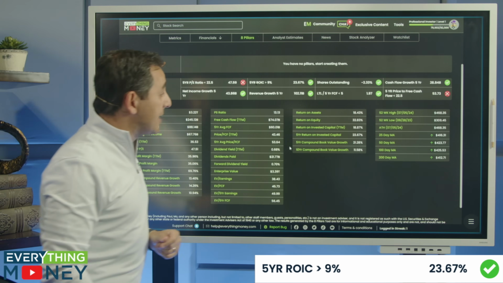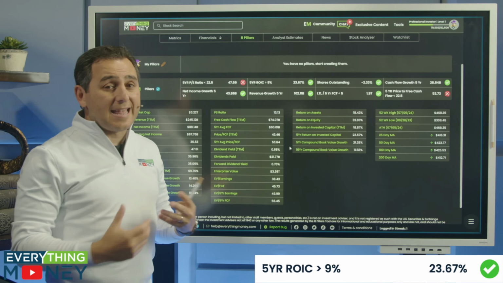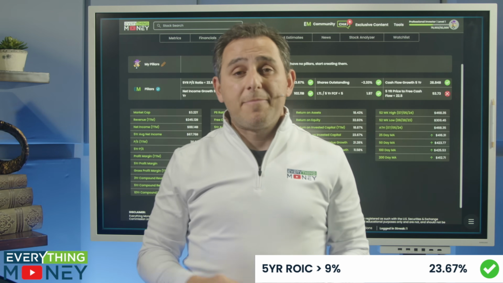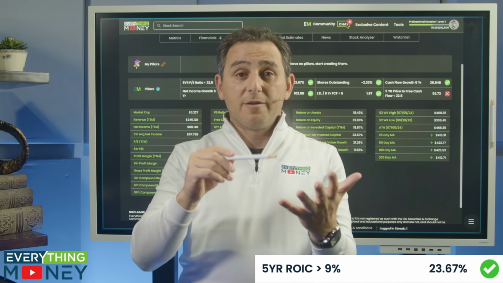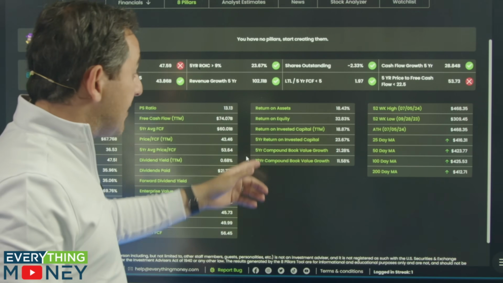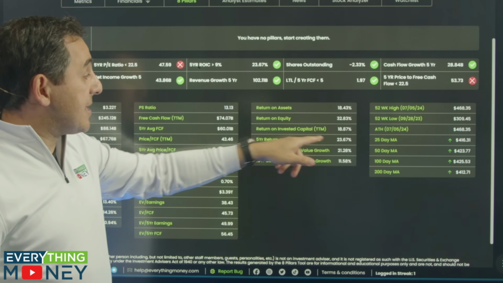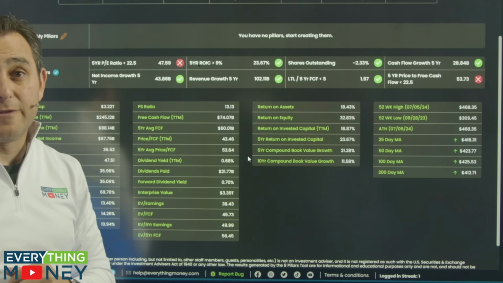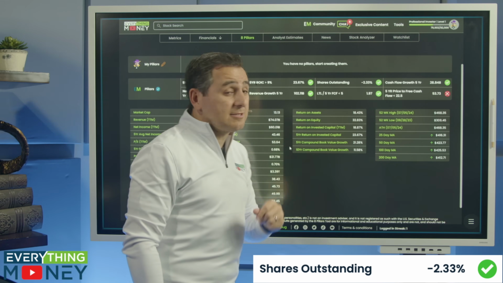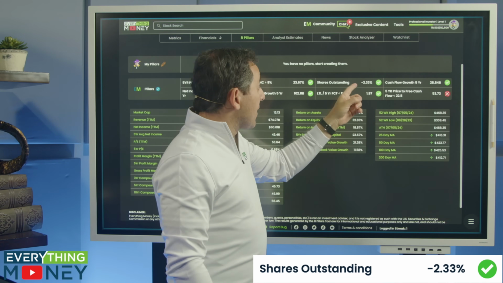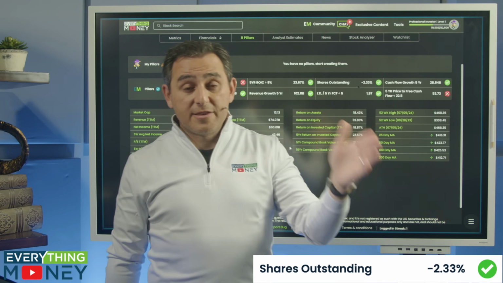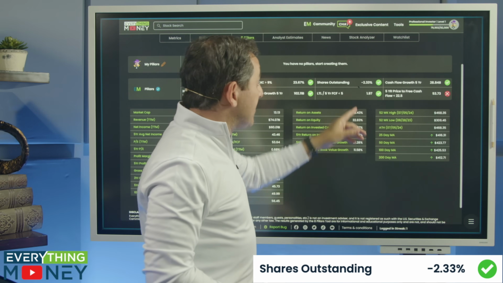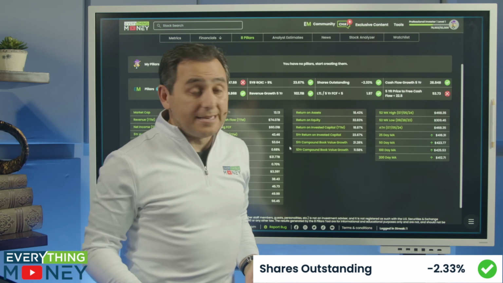5-year return on invested capital. Basically, the invested capital is how much cash flow the business is making based on the money invested in the business in terms of equity and debt. Take the last 5 years of the free cash flow divided by the current equity and debt in the last quarter. That's our ROIC for the last 5 years. Shares outstanding, very simple. How are the shares outstanding this last quarter versus 5 years ago quarter? That's simple. If it's less than, it's a check. If it's greater than, it's an X.